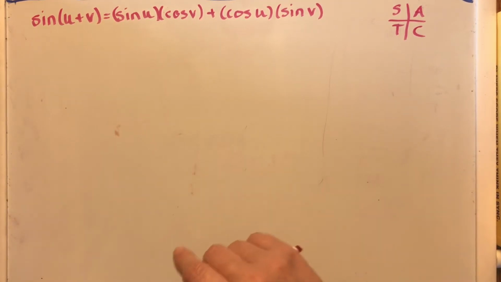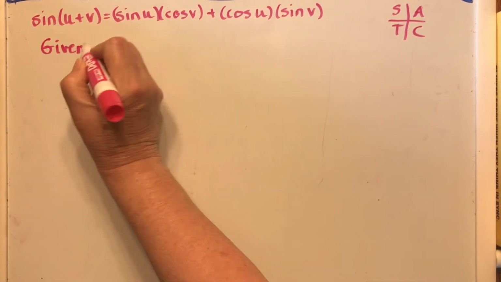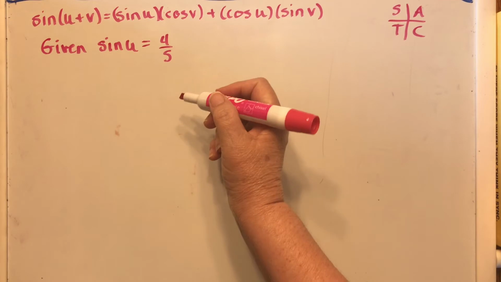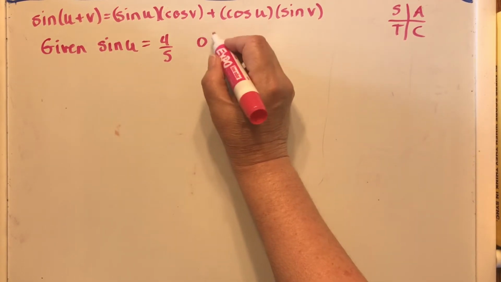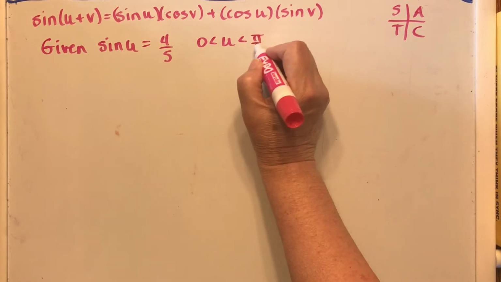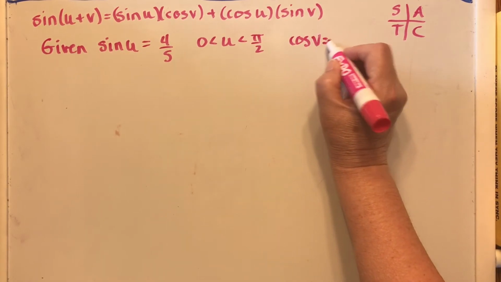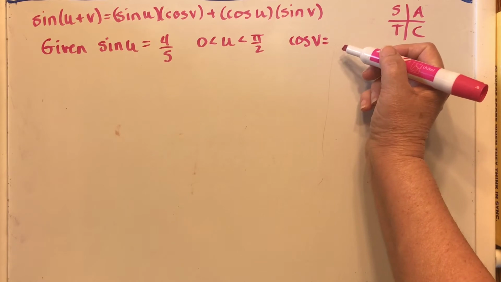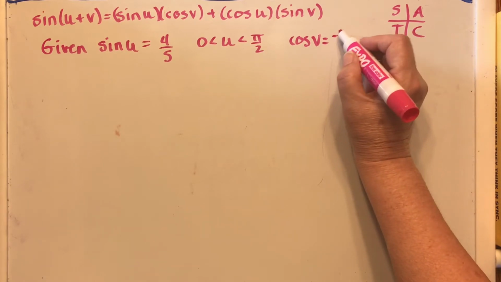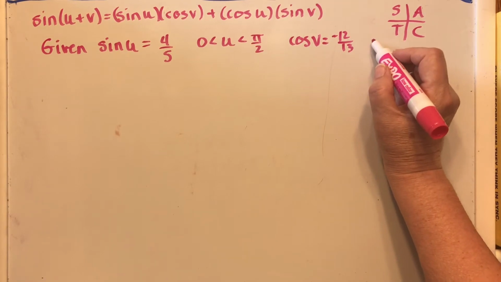All right, so today, here's what we're going to be given. Suppose we're given something a little different than we were before. Suppose we're given that the sine of u equals 4 over 5, and that 0 is less than u is less than pi over 2. And then we're also given that the cosine of v equals, let's see, negative 12 over 13. And that v is between pi over 2 and pi.